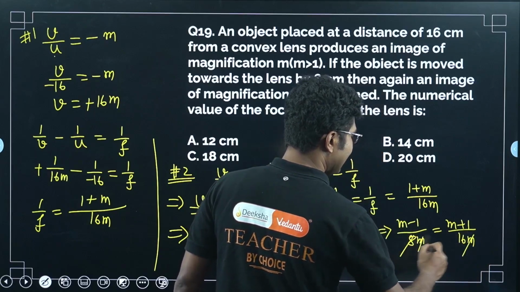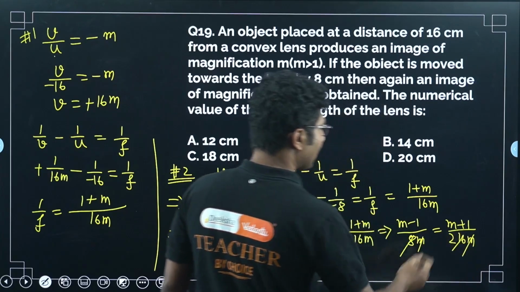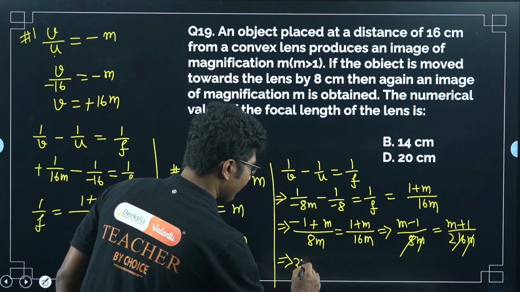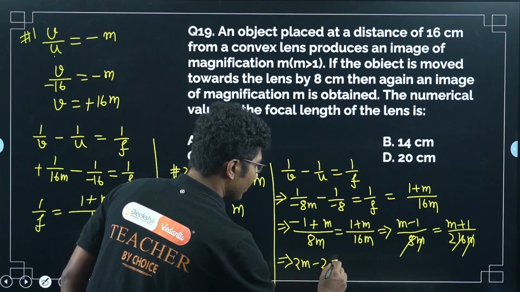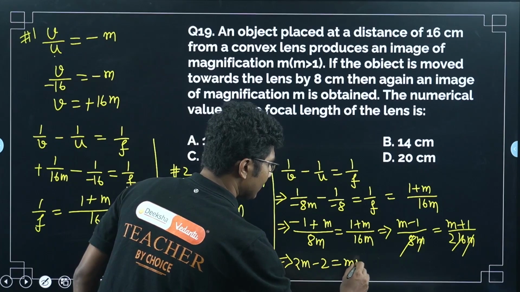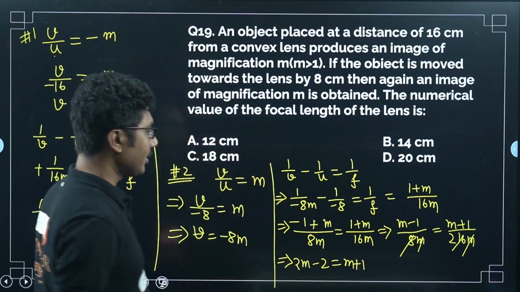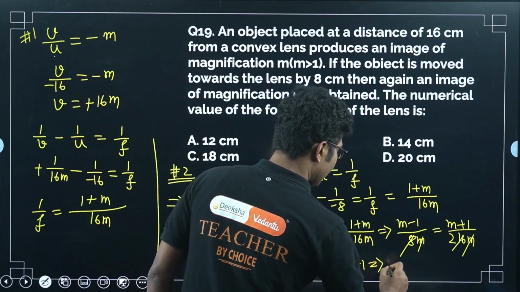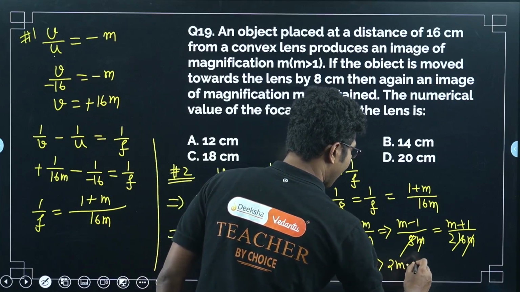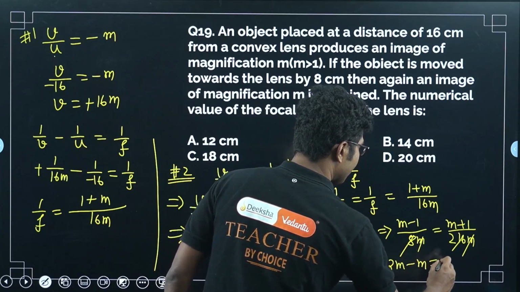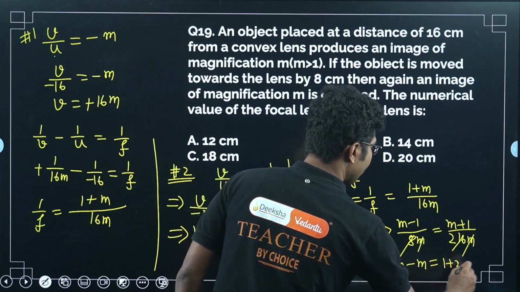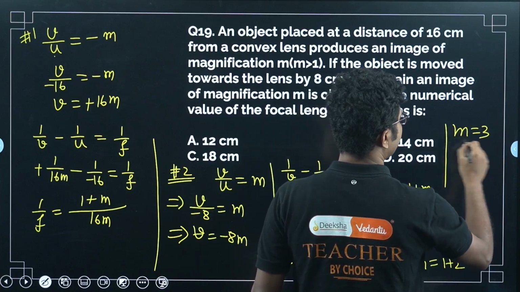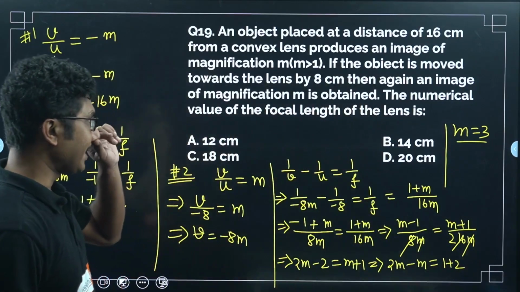M cancels, 8 2s are 16. Now do the cross multiplication. So cross multiplication means 2m minus 2 equals m plus 1. If you take this m to this side, you will get 2m minus m equals 1 plus 2. So you are getting m equals 3, right? So you have obtained m is equal to 3.